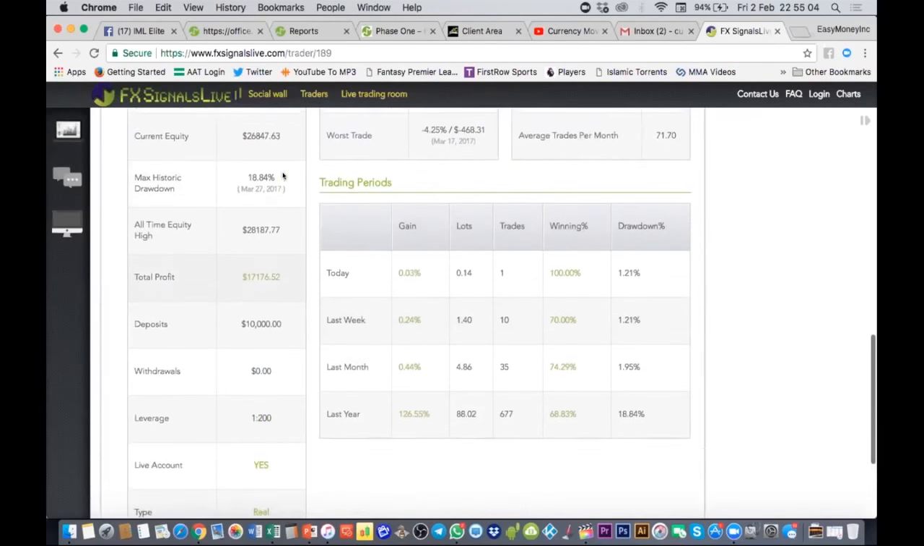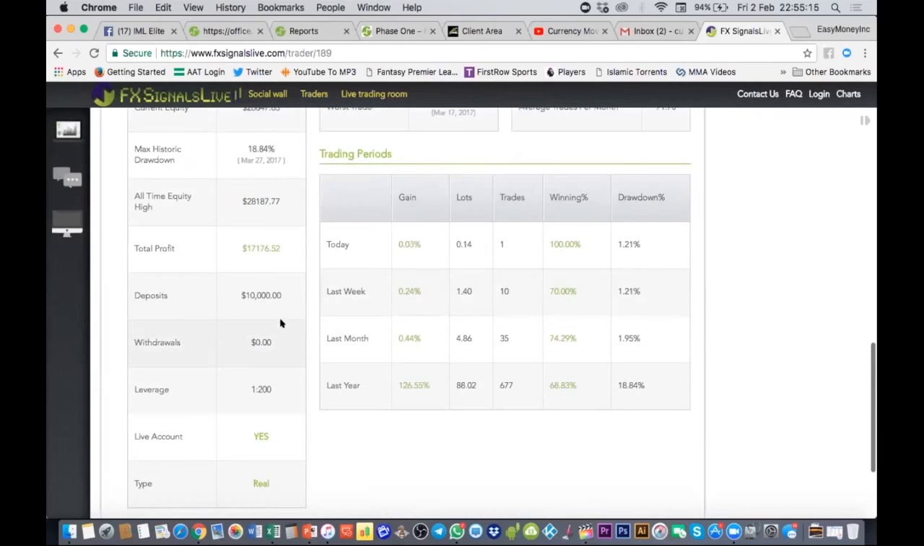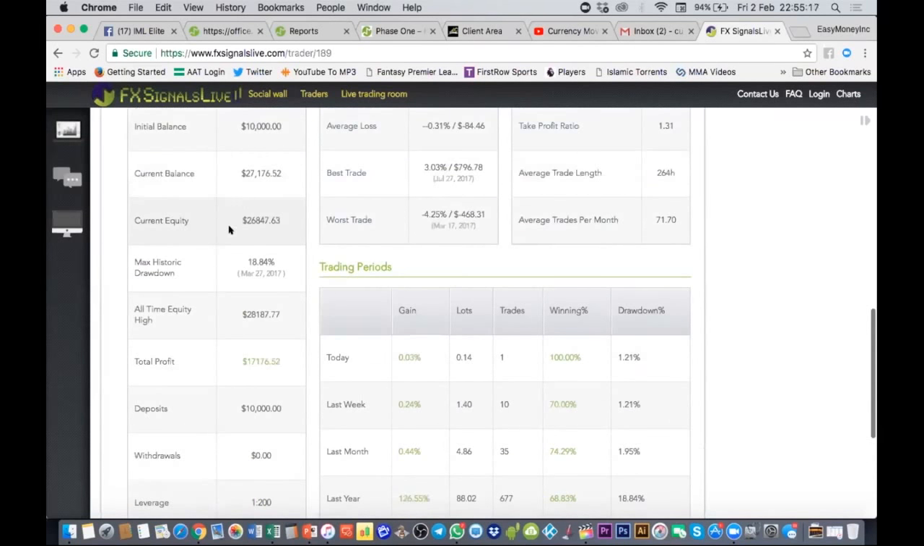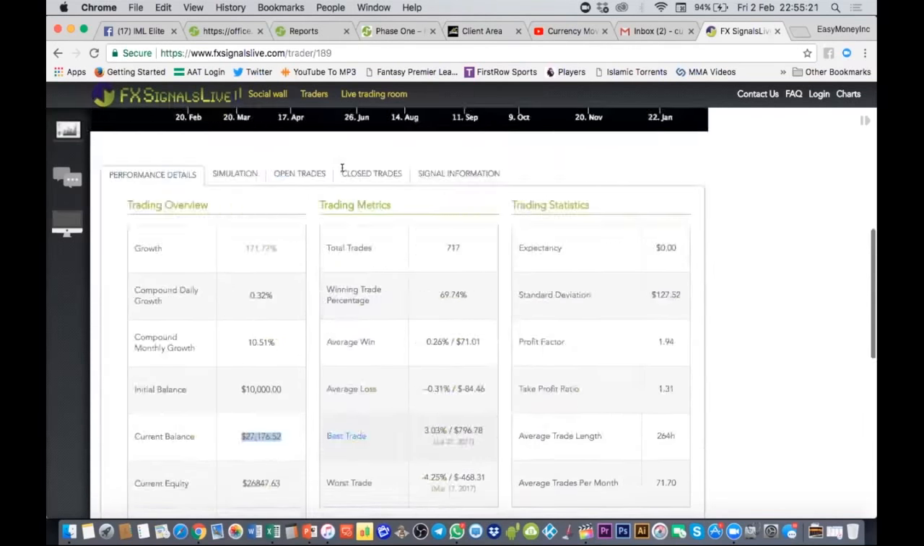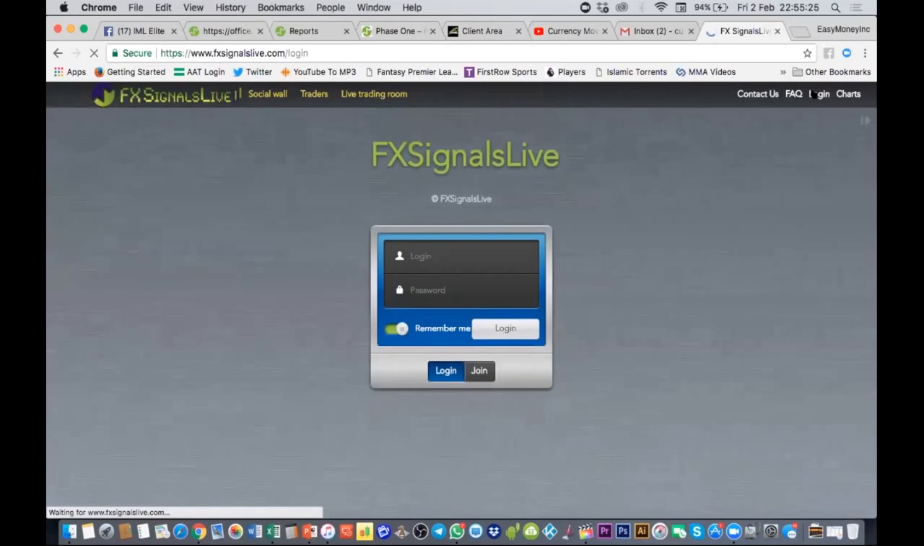So as you can see, he started off with a $10,000 account. His total profit now is 17,176, and his current balance right now is 27,176. So if you'd like to look at this trader, you simply just go into login.